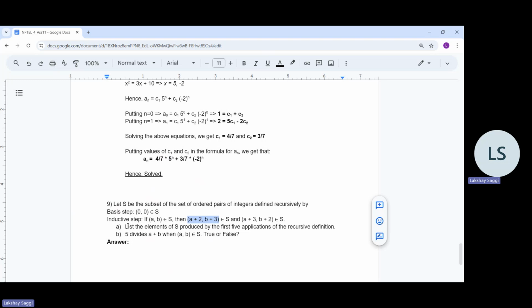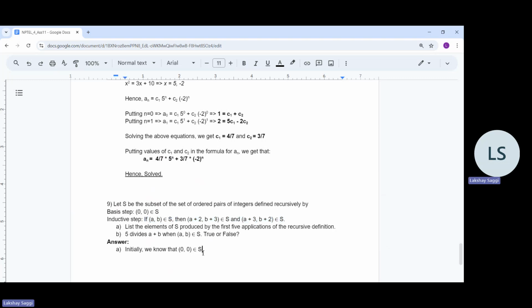And so now the question is not too difficult, I believe, but let's answer this. The first part says to list the elements of S produced by the first 5 applications of the recursive definition. So first of all, we know that (0, 0) belongs to S, right? Initially we know that (0, 0) belongs to S. And now we can keep on applying this recursive definition to obtain other elements.